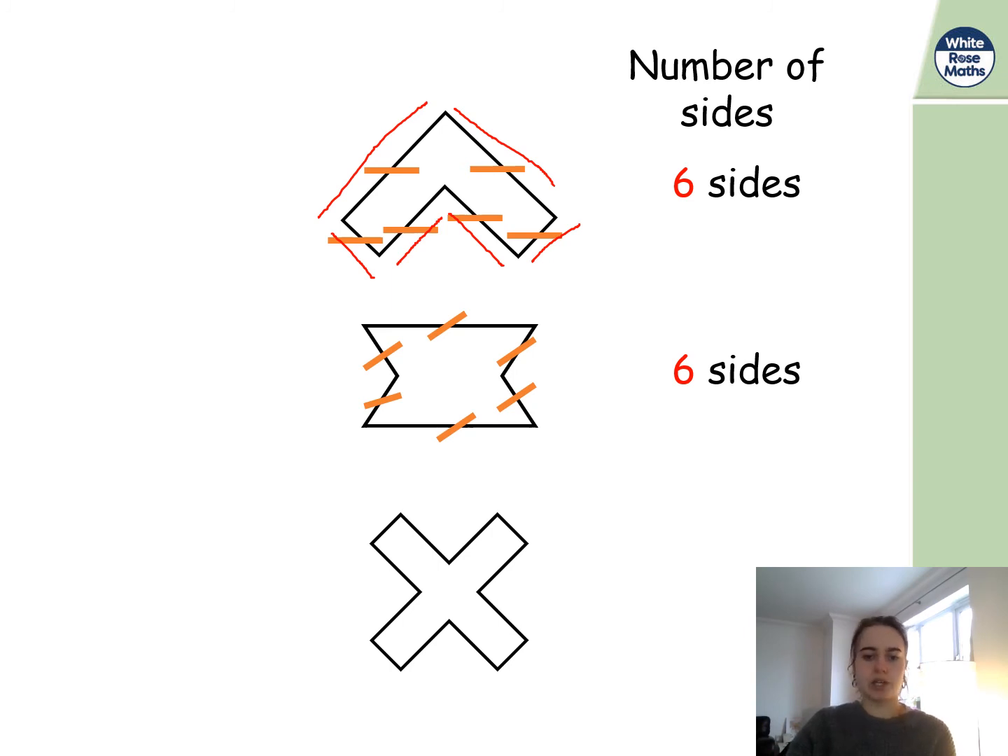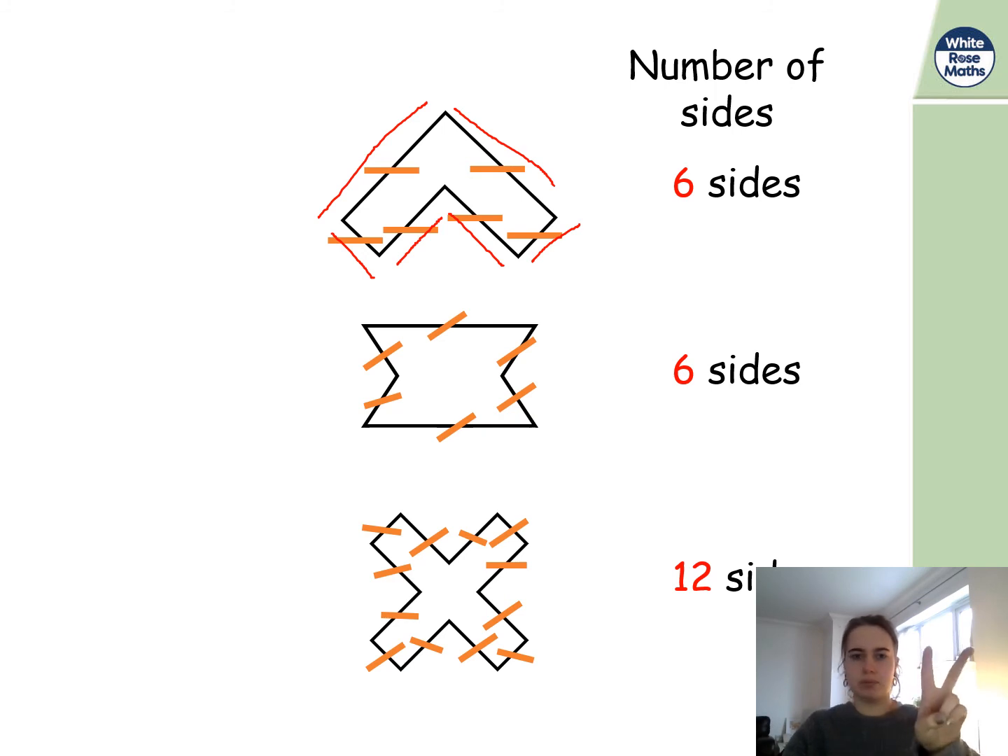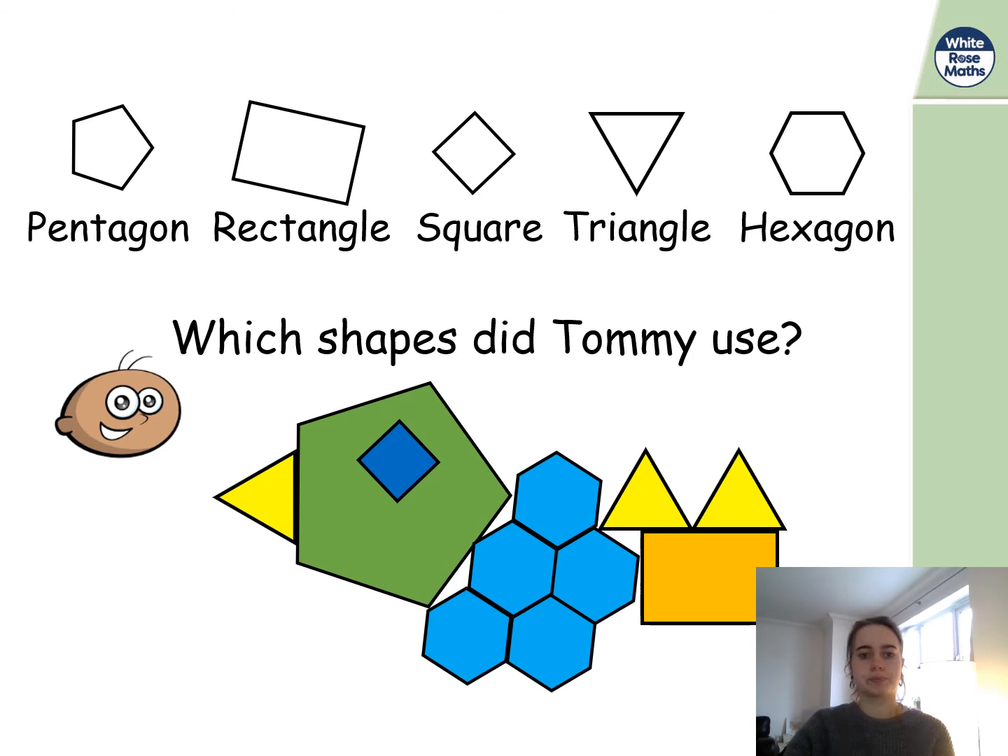Now, how many do you think there might be on this cross shape? We've got 1, 2, 3, 4, 5, 6, 7, 8, 9, 10, 11, 12 sides on this shape. So that's a lot of sides. We can have loads of sides on our 2D shapes. We just can't have 2. 2 straight lines by itself doesn't give us a 2D shape.